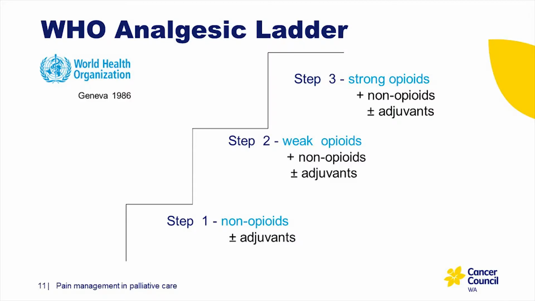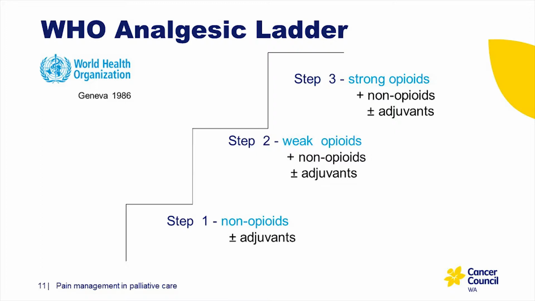So this slide shows you the WHO analgesic ladder, and as you can see, we start with step 1. So we start with non-opioid analgesics, so things like paracetamol and non-steroidals, to see if we can manage pain with those. If they aren't sufficient, then we will move up to weak opioids, so things like codeine or buprenorphine.